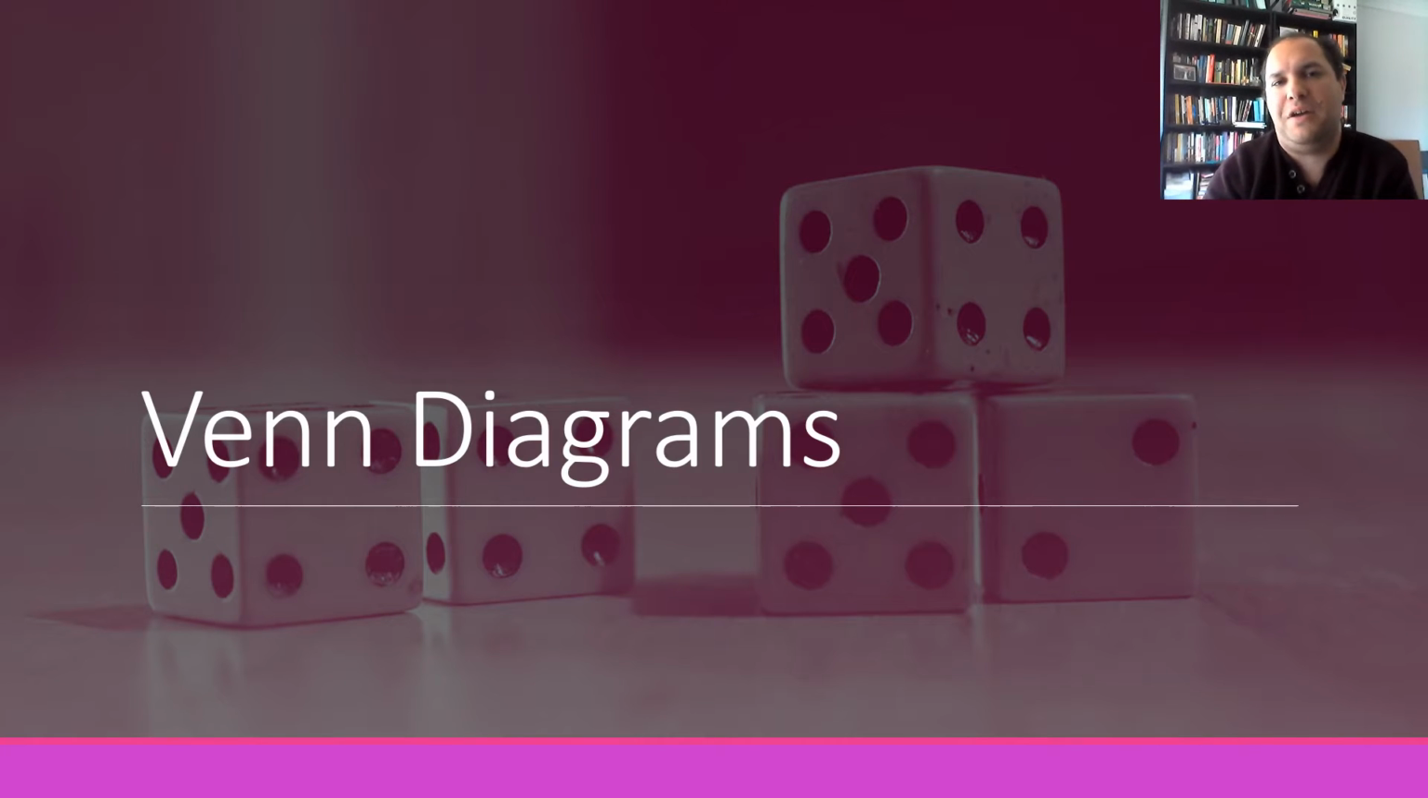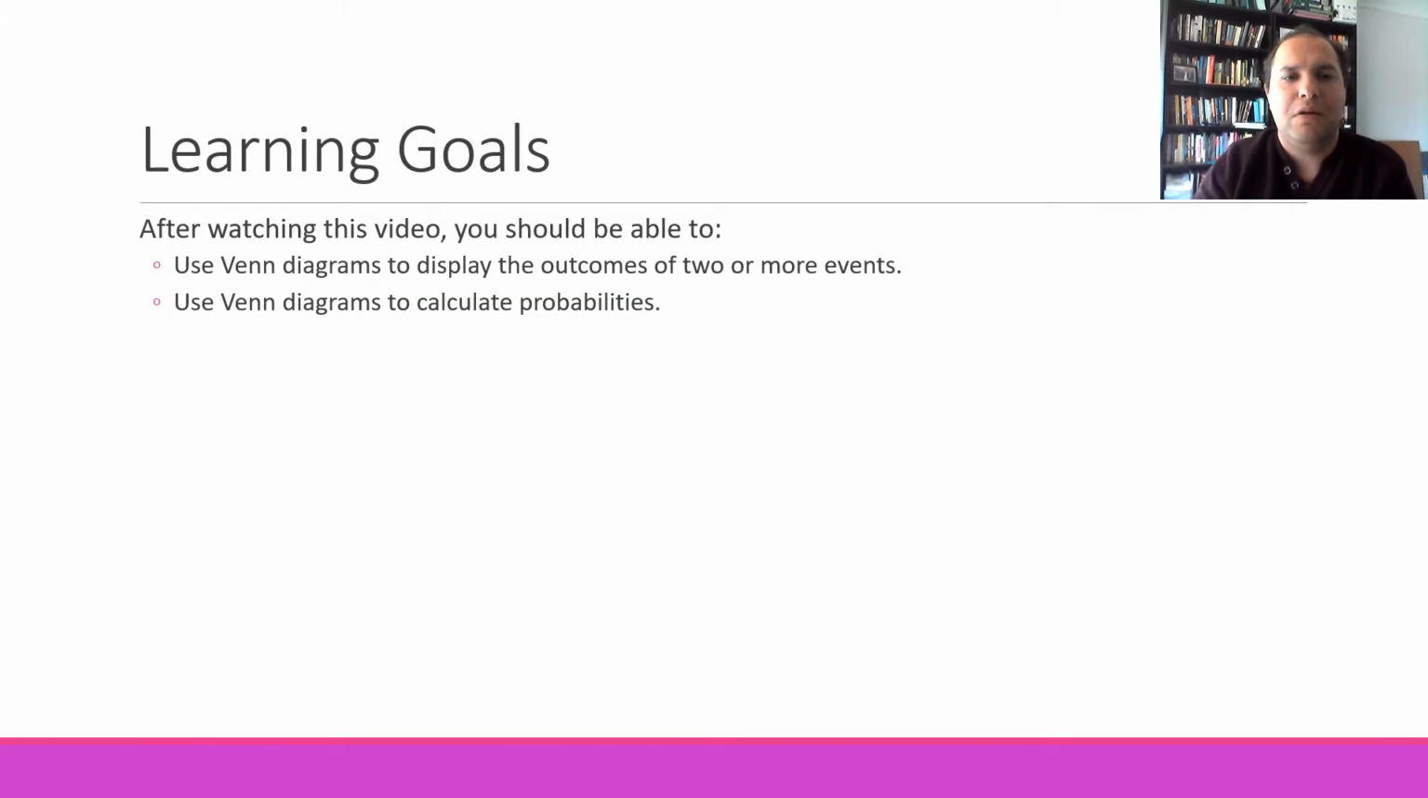Hi students, in this video we are going to look at Venn diagrams and how to use them to display the outcomes of some experiment and use those to work out the probability of events happening. After watching this video you should be able to use Venn diagrams to display the outcomes of two or more events, and then use Venn diagrams and the data that's in them to calculate probabilities.